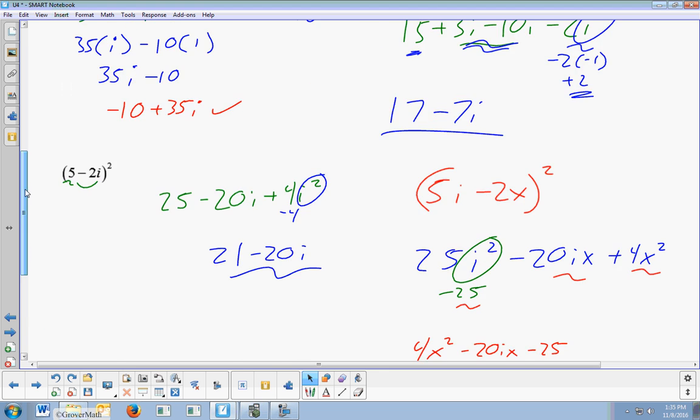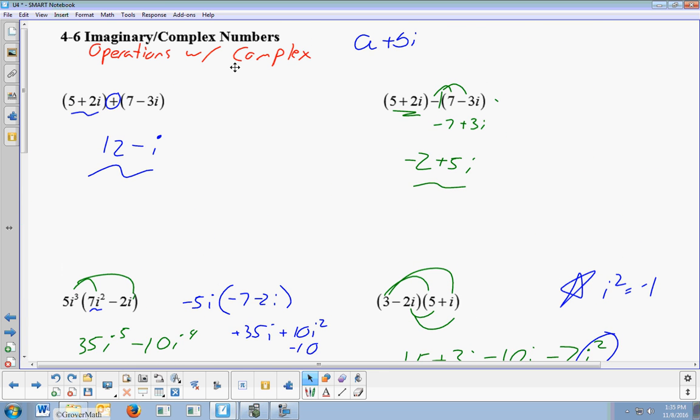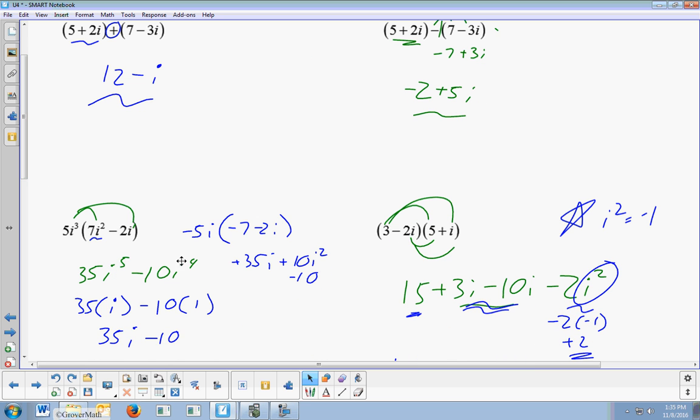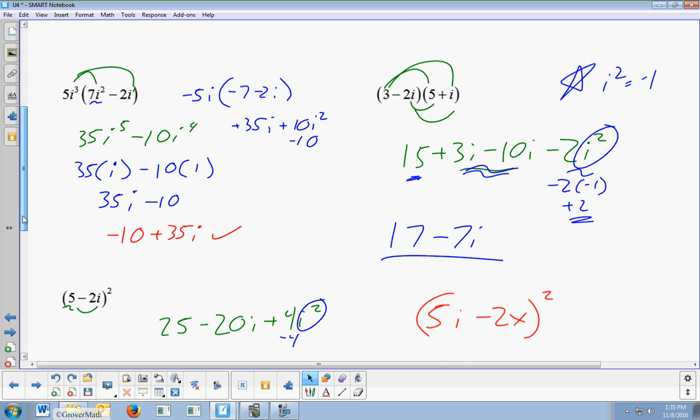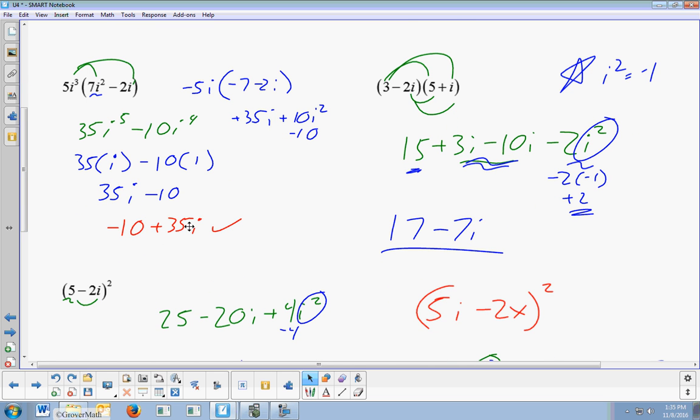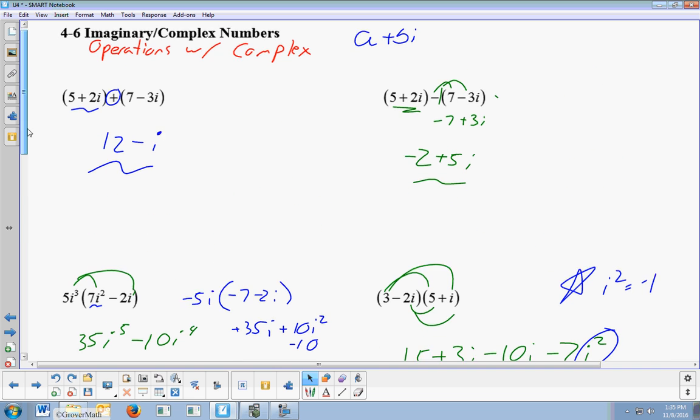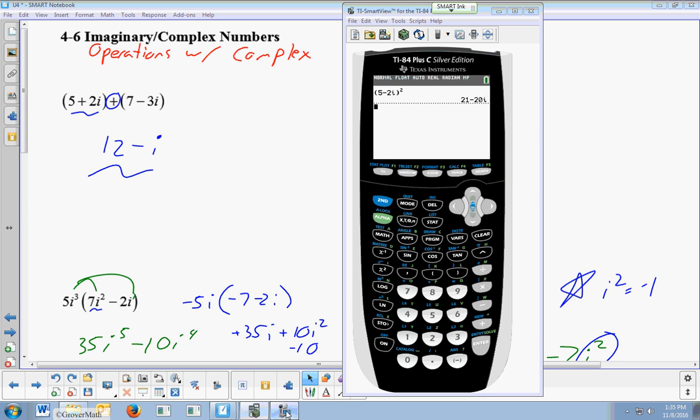All right, but that's operations with complex numbers. It's no different than operations with regular numbers. Just in the end, when you have i's with exponents greater than 1, you're going to have to reduce that to either negative i, 1, or negative 1. And then always look for like terms, and don't forget, when it's a plus bi like this, i has to go second. All right, so that's it for operations with complex numbers.